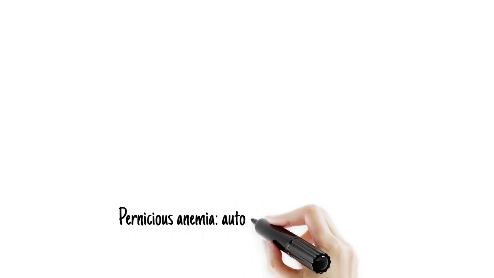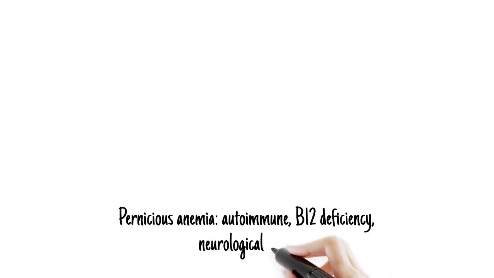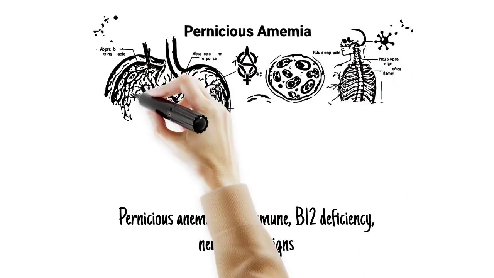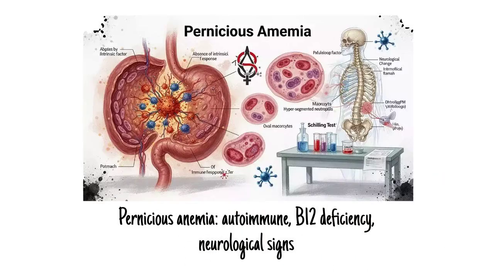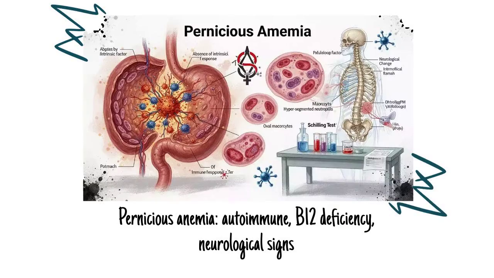Pernicious anemia: autoimmune destruction of parietal cells, intrinsic factor loss, B12 deficiency, pancytopenia with oval macrocytes and hypersegmented neutrophils, megaloblastic marrow changes, achlorhydria, anti-intrinsic factor antibodies, and, uniquely, neurological degeneration of the posterior and lateral spinal columns, confirmed by an abnormal Schilling test that corrects with intrinsic factor.